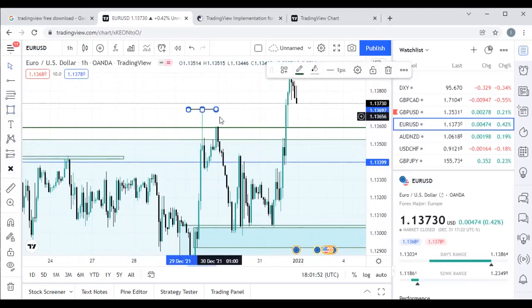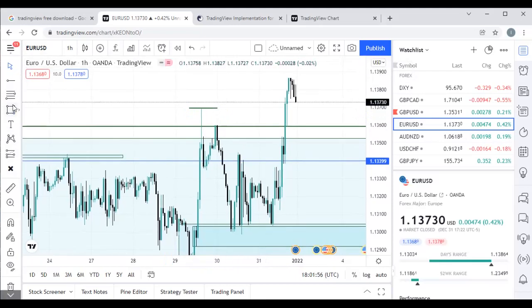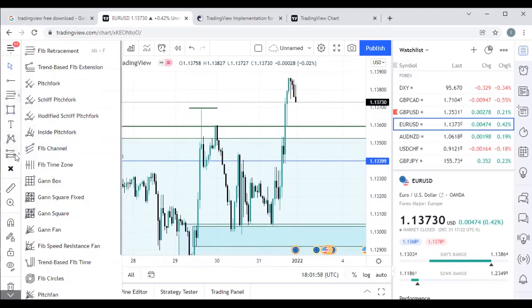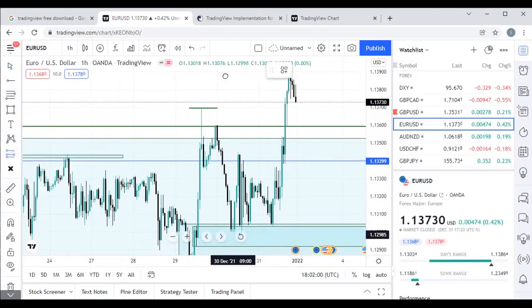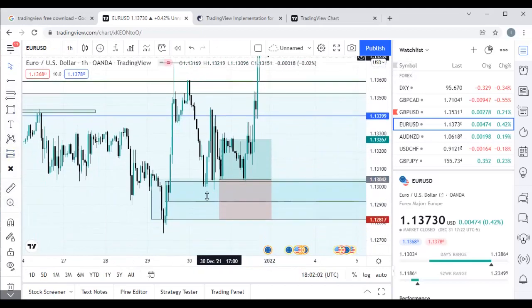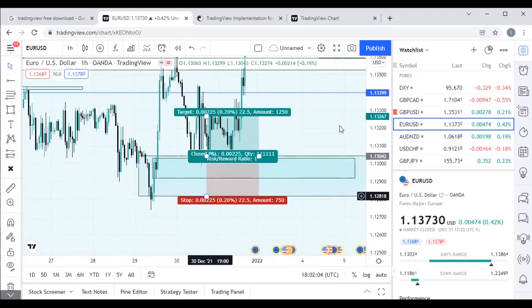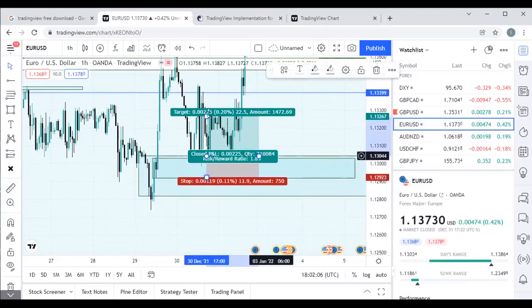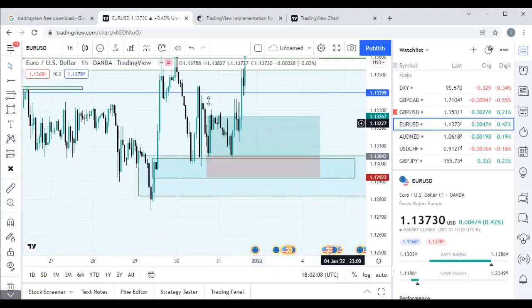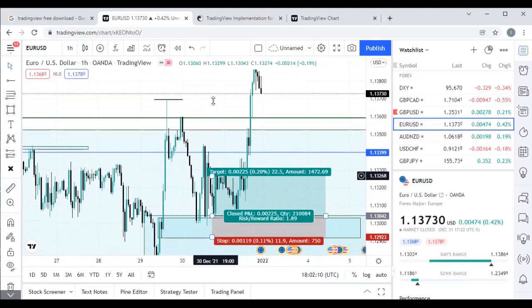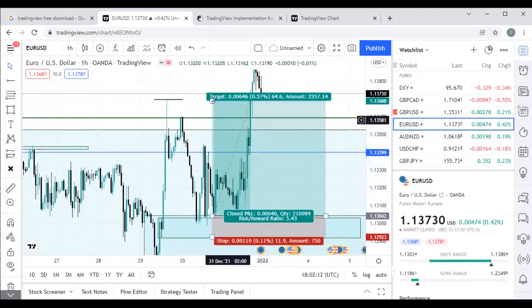So here was my stop loss, my take profit. My take profit was around this region, right? Then my stop loss was below. My stop loss was here. My entry was definitely here, and this was my TP.